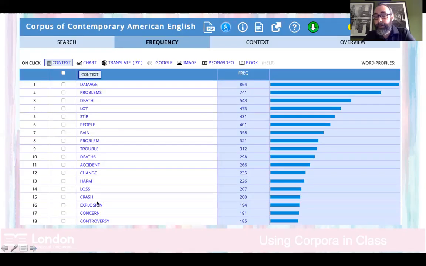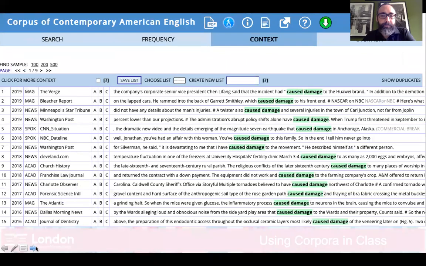All right. Well, let's check it. Damage is by far the most common noun collocation for cause. So caused damage or caused problems, or like you said, death is very high. As you see, all of them negative: problem, pain, trouble, accident, change, that might be positive, loss, crash, explosion, and so on. So from the corpus, we see that cause is overwhelmingly negative. Cause controversy, for example.